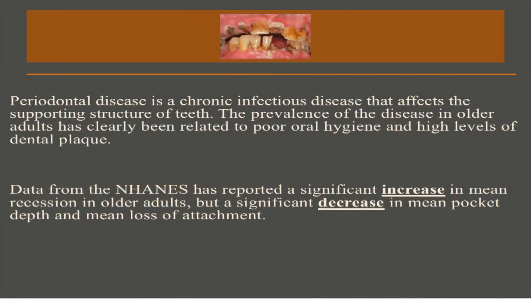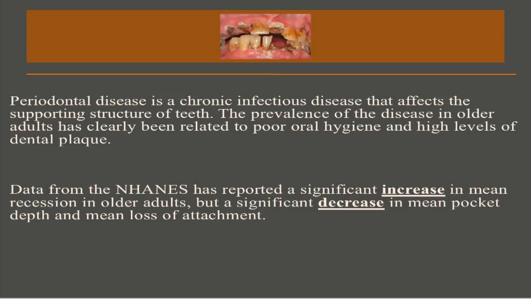The next category of dental problems that we are looking at is periodontal disease. What is periodontal disease, and how does it relate to the oral health of aging Americans? Periodontal disease is a chronic infectious disease that affects the supporting structure of the teeth. The prevalence of the disease in older adults has clearly been related to poor oral hygiene and high levels of plaque.